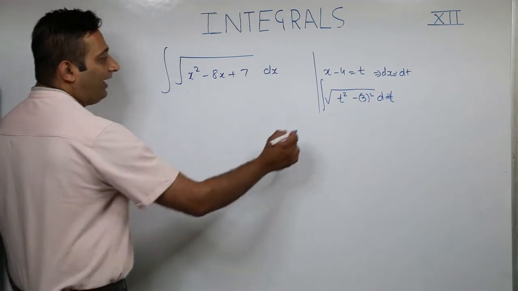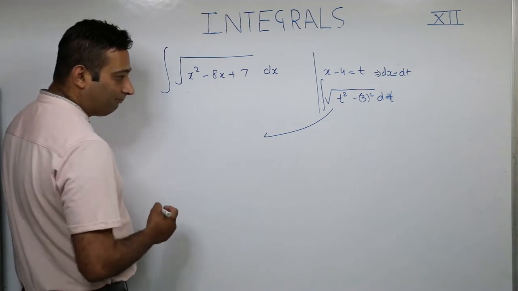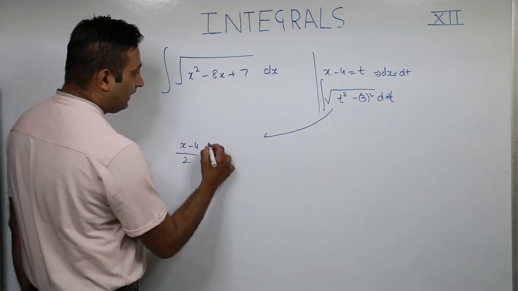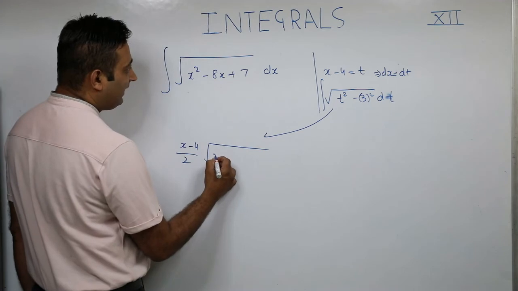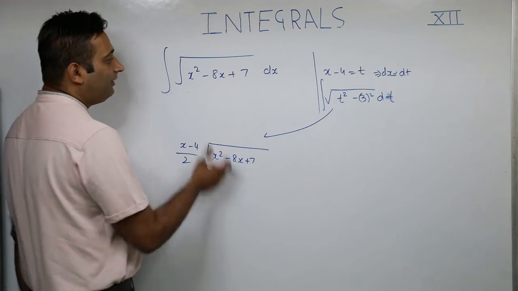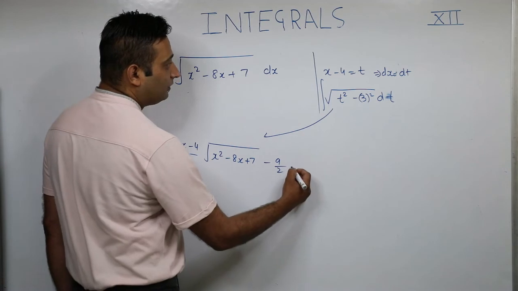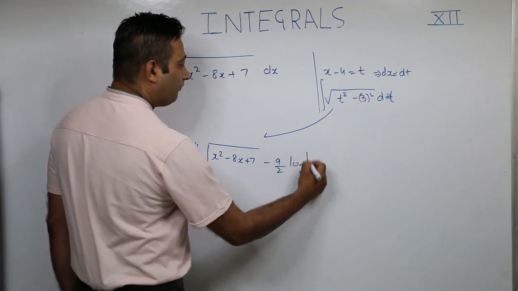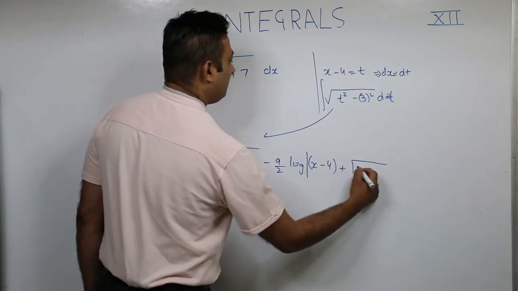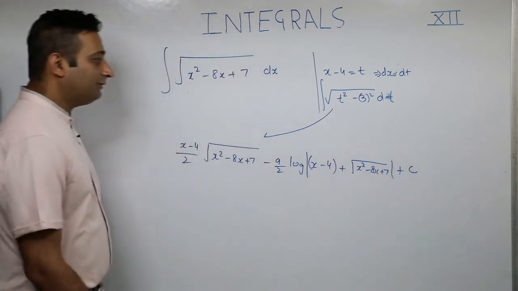Now, while putting back in the formula, we'll put t as x minus 4. So we'll get the standard form as (x minus 4) by 2 under root x square minus a square, that means x square minus 8x plus 7, because when we resolve x square minus a square back, we'll get only this, which was present in the question. Now, it will be a square by 2, that means 9 by 2 log of mod (x minus 4) plus under root x square minus a square, that is x square minus 8x plus 7, plus c, which is our final answer.